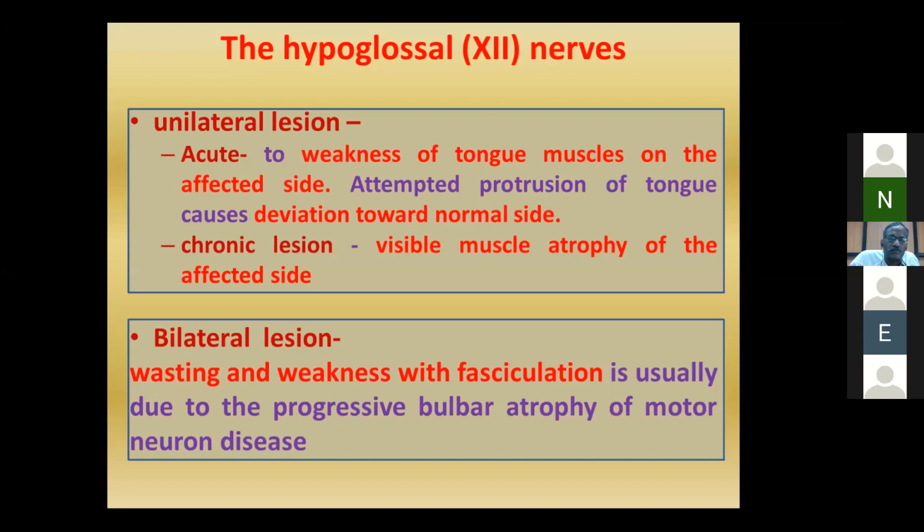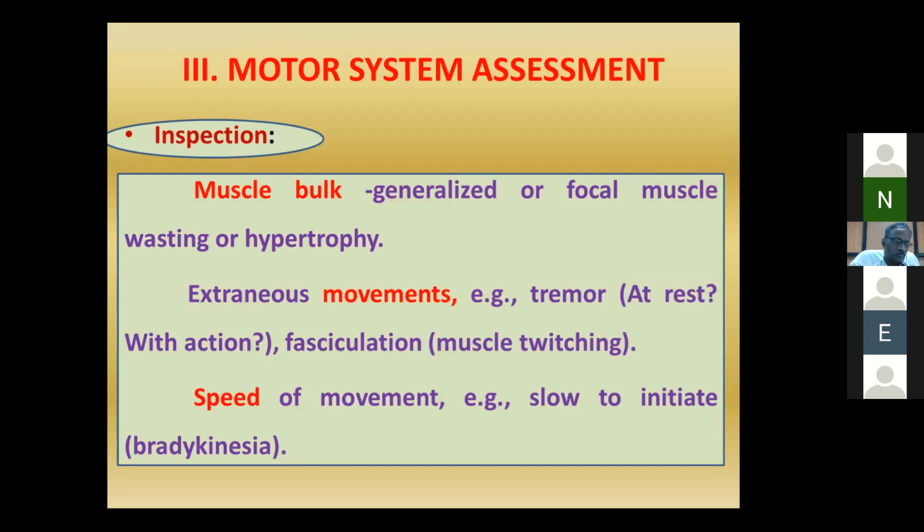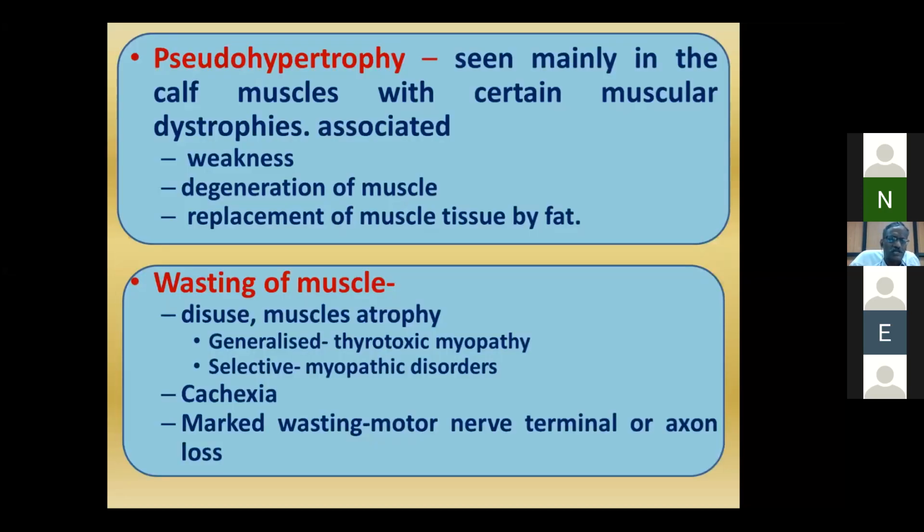Coming on to the motor system examination. In motor system examination we must see the motor bulk, that is, muscle bulk, movement, and speed of movement. Muscle bulk is normal, movement is normal, speed of movement is normal. Muscle bulk is going to be reduced in case of wasting of muscle, in case of disuse muscular atrophy, cachexia, and motor neuron diseases.